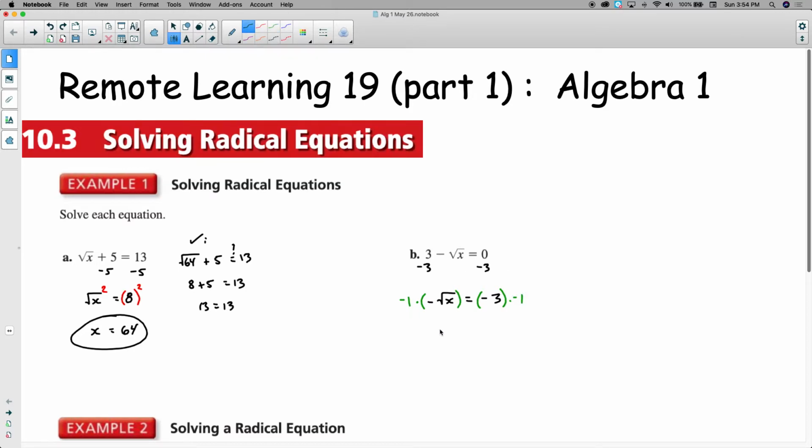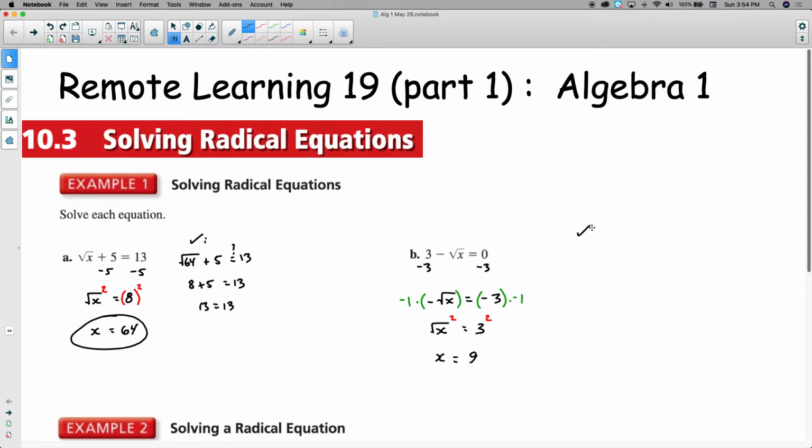All right, and so let's say I got a double negative for square root x, and over here I've got a double negative for positive 3. Okay, so that's good. Once the square root is isolated, you square each side. That kills off the square root, revealing x. And over here we've got x equals 9.